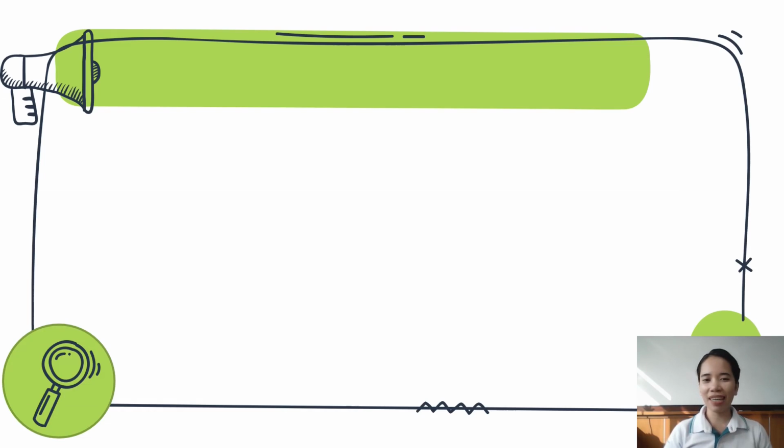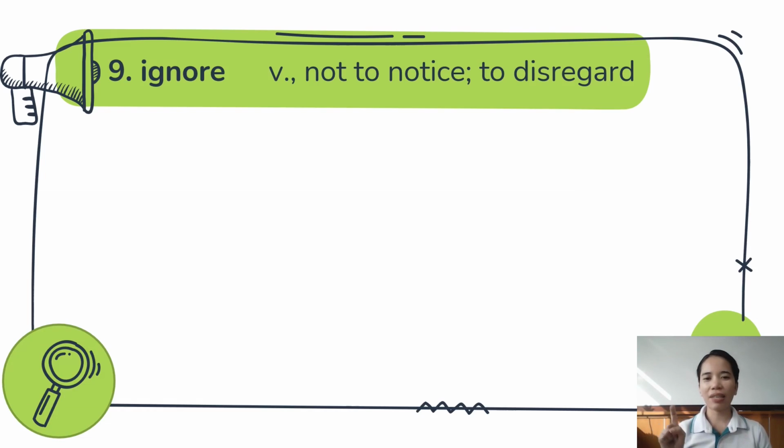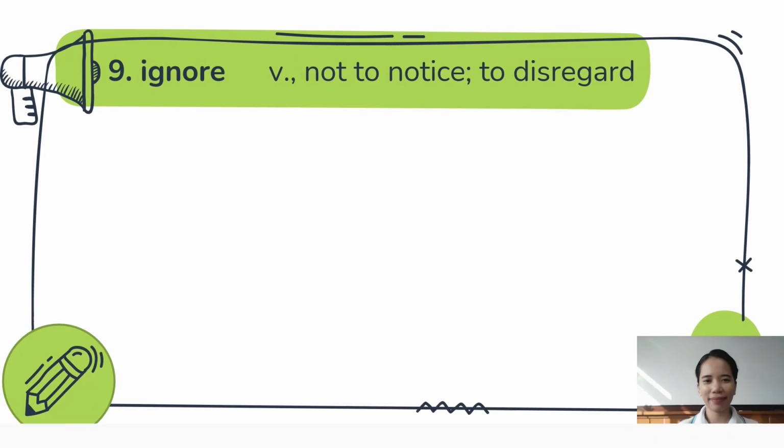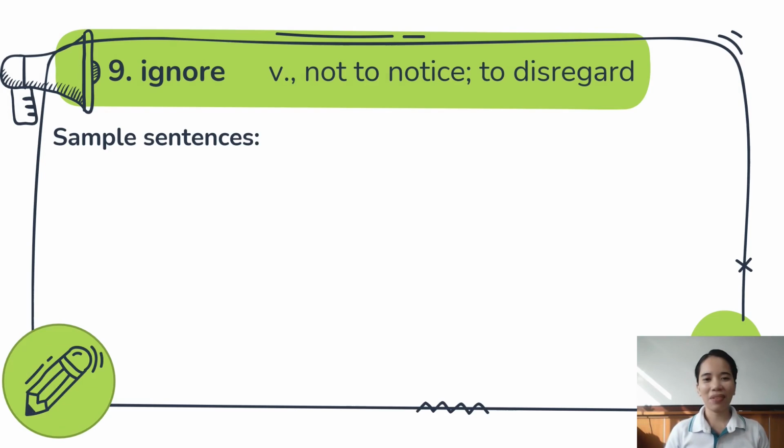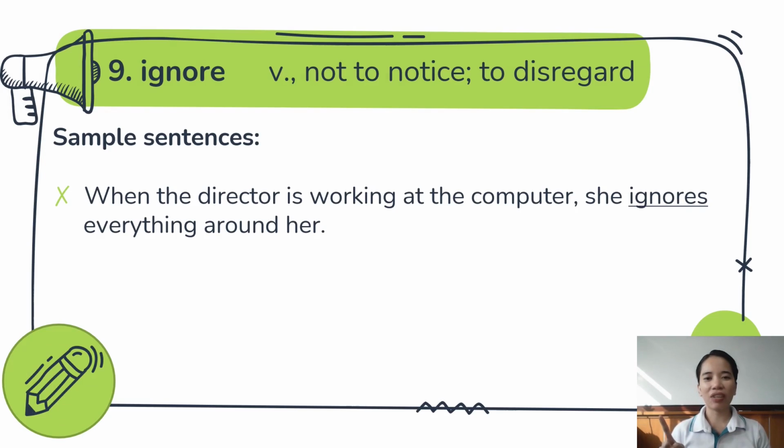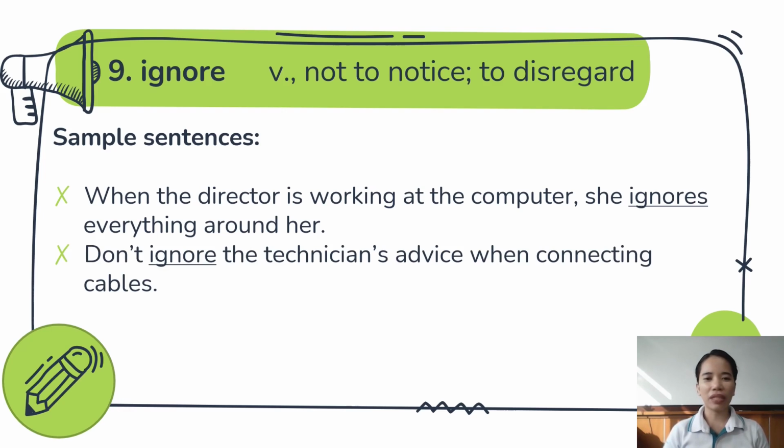Our next word is ignore. It is a verb which means not to notice or to disregard. For example, when the director is working at the computer, she ignores everything around her. Don't ignore the technician's advice when connecting cables.